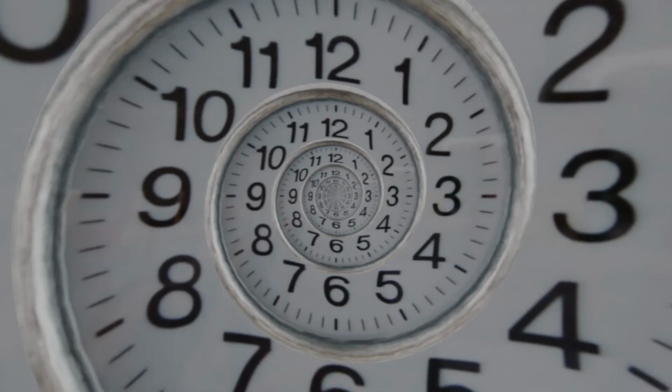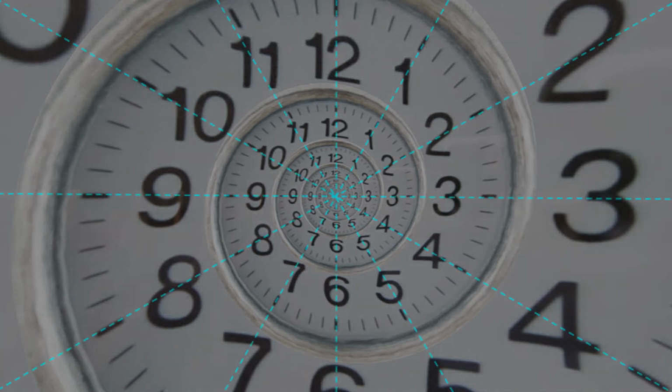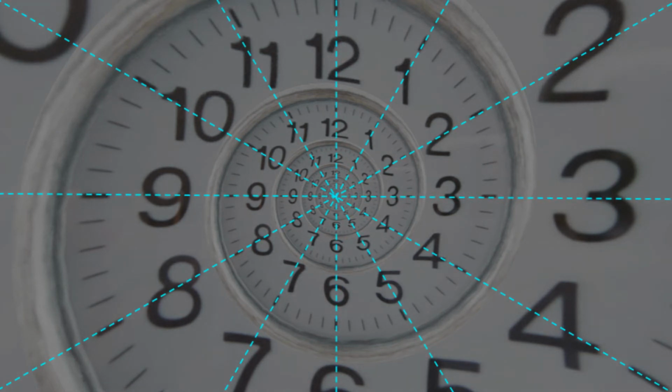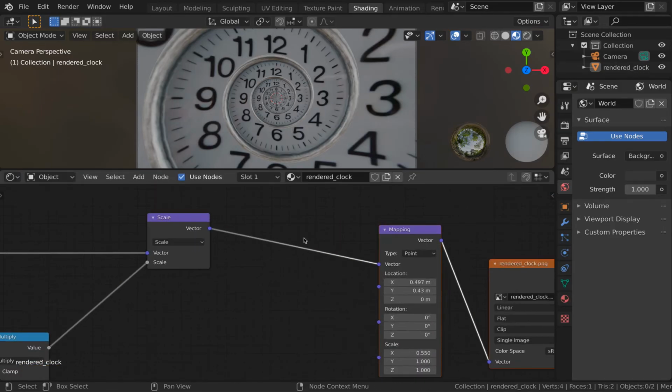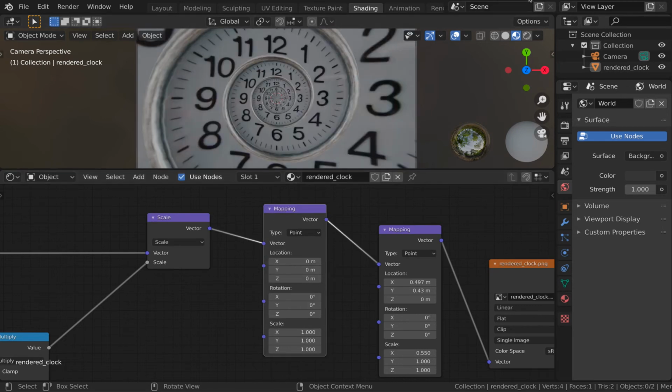Next, let's address the fact that all the numbers on the clock line up with the corresponding numbers on adjacent layers of the spiral. In other words, when the spiral goes around exactly 360 degrees, we've gone around the clock exactly 360 degrees as well. We can change that. Let's add another mapping node right before the one that feeds directly into our image node.